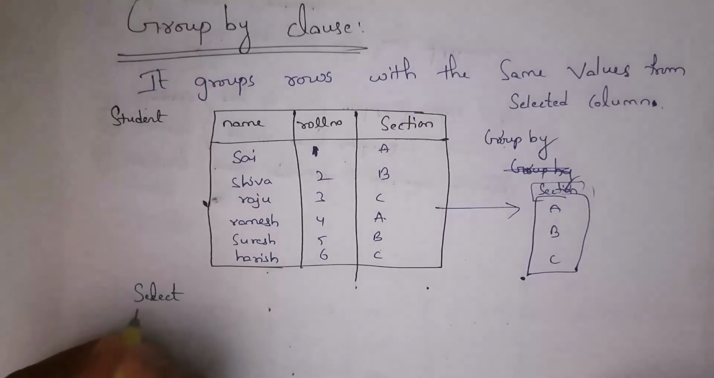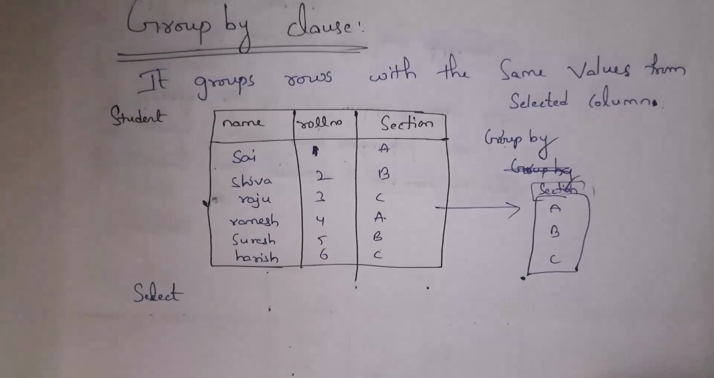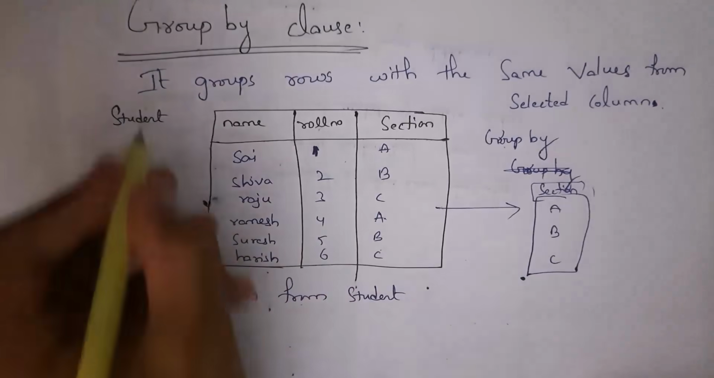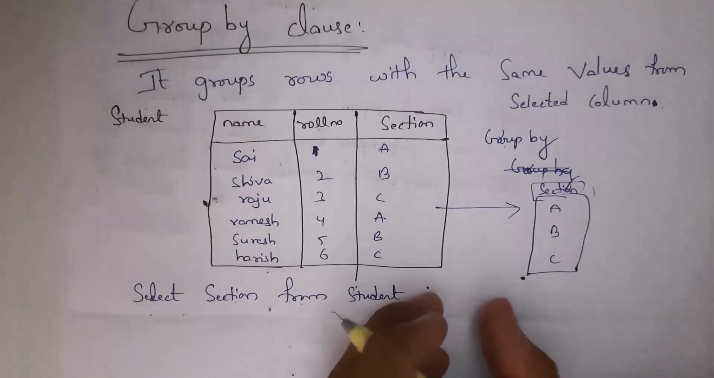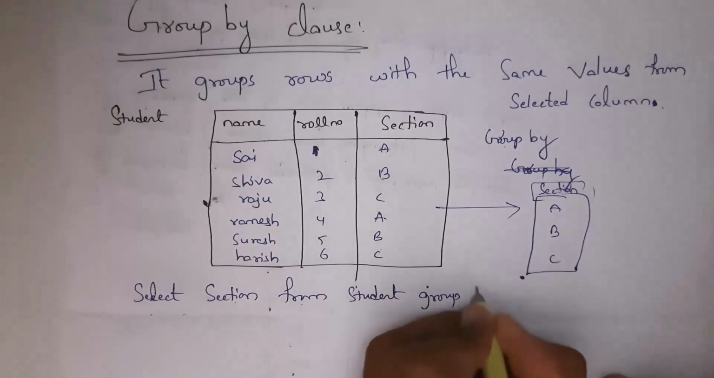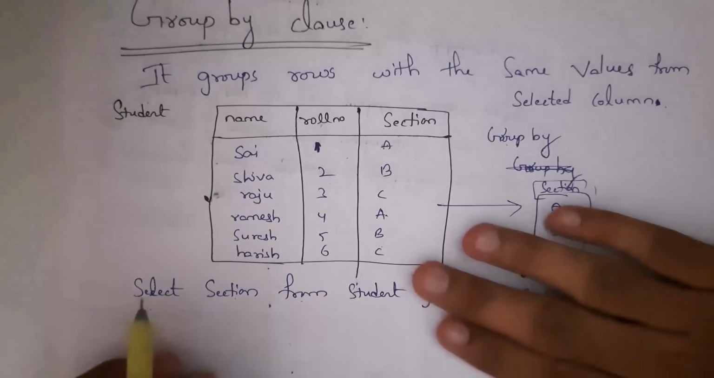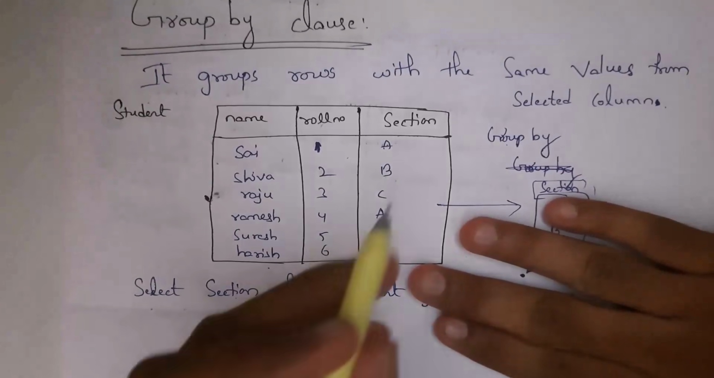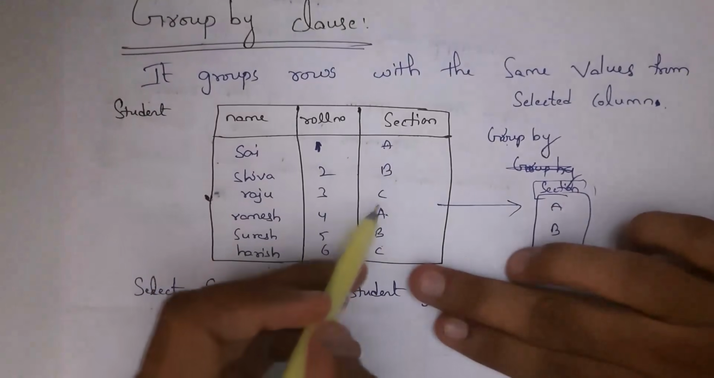So you just need to write the code: select section from student, and then write group by section. Normally if you write select section from student, it will display the output section A B C A B C.